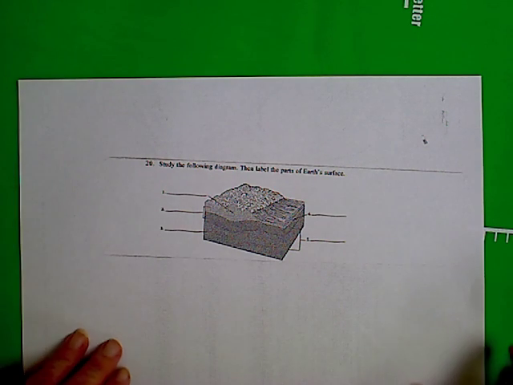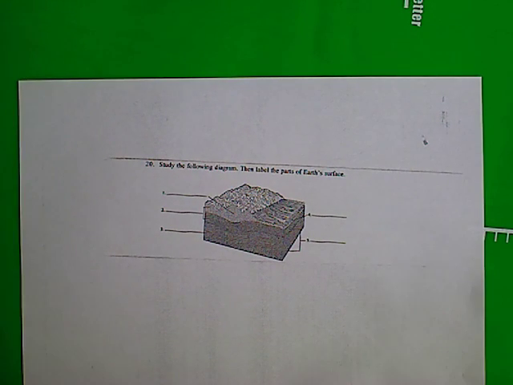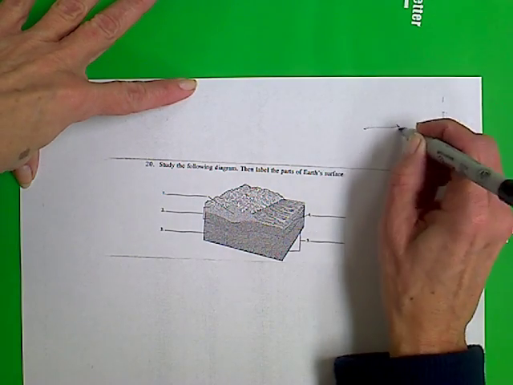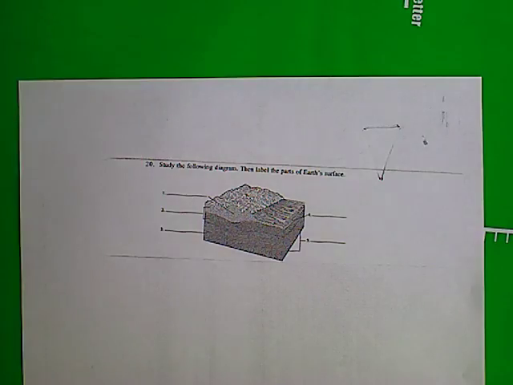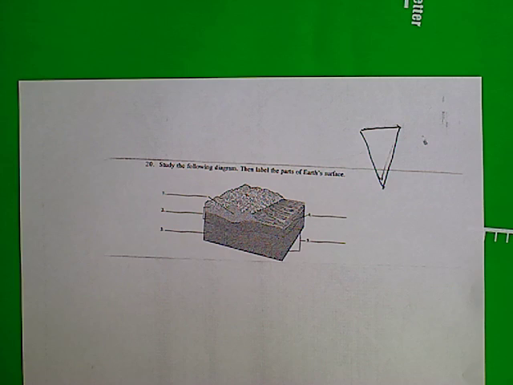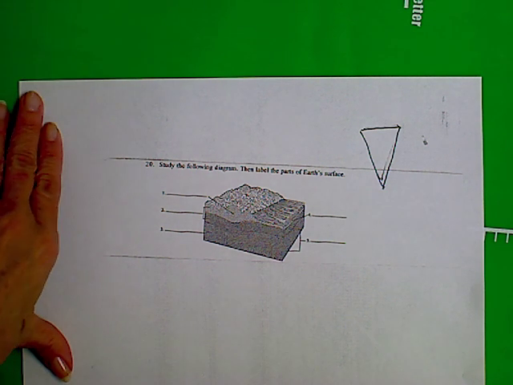Okay, guys, let's take a look at a diagram of the Earth's surface. This diagram does not look like the pie-shaped diagram that we have been using, correct? It looks more like the diagram that we had today when we were talking about plates and plate tectonics and that type of thing. So let's kind of review what all the different parts are for this.